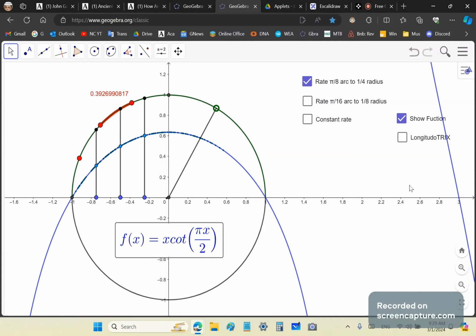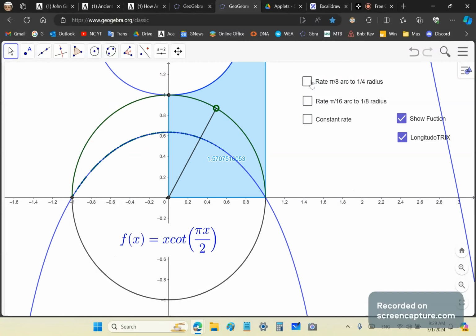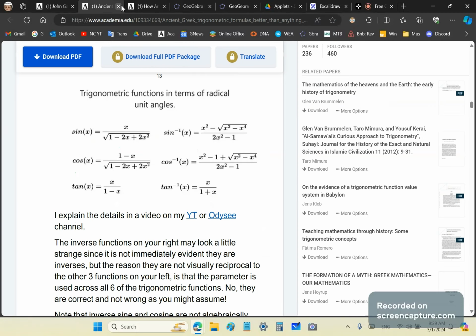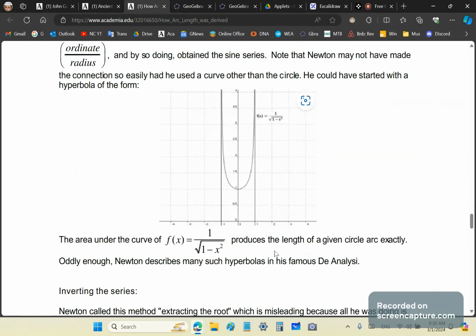Then, what is a Longitudotrix? A Longitudotrix is something that I made up. It's something that Newton was messing around with when he was deriving the arc length of a particular curve. The Longitudotrix is arc length by area. It's not area by ordinate; it's arc length by area.